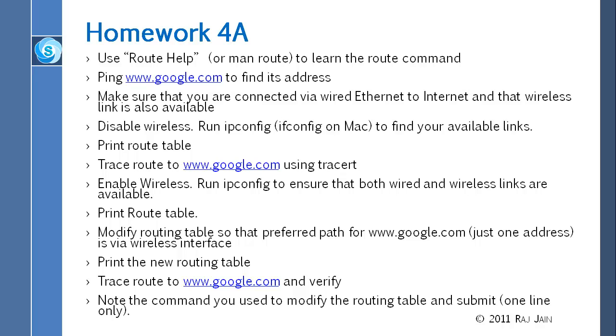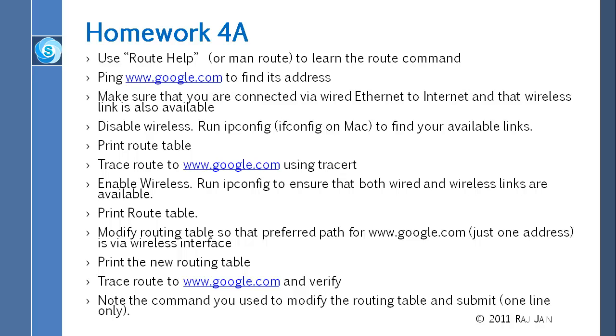You modify the routing table, you use the metric option or something so that that becomes cheaper. Right? Cheaper means better. So modify the routing table so that the preferred path for that address, just one address, is via the wireless interface. Now print the new routing table, trace route to Google and verify that it is using the wireless interface. Note the command you used to modify the routing table and submit, one line only. So you're going to do all this. I don't want to see all of this. All right? I need to see one line, and that is the key line. How did you modify the table?